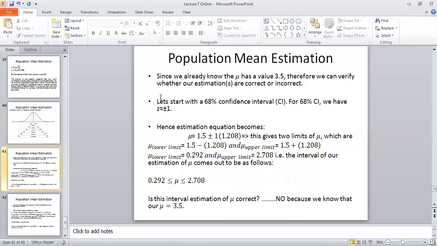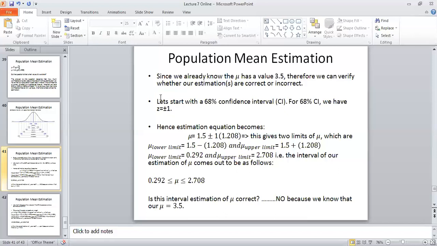What do we mean by this? It can be quoted in this way as well, that the population mean is present between 0.292 and 2.708 at 68% confidence interval. This 68% confidence interval estimate is also understood in this way, that if 100 samples were taken, then out of those 100 samples, 68 would give me a population mean in the interval from 0.292 to 2.708.